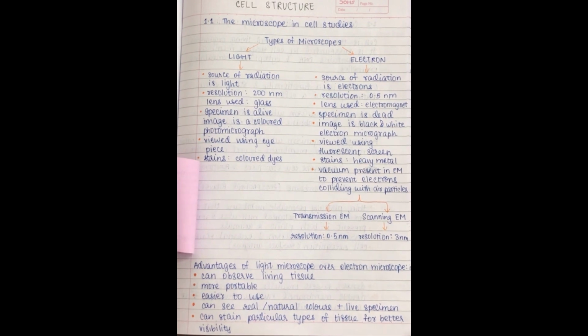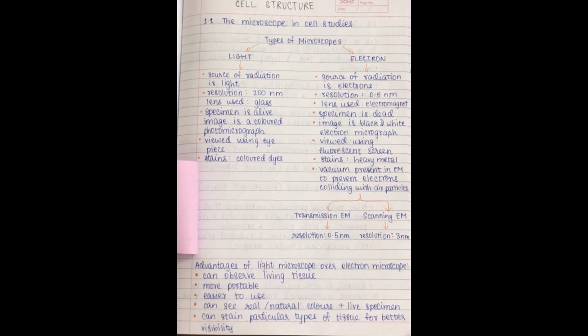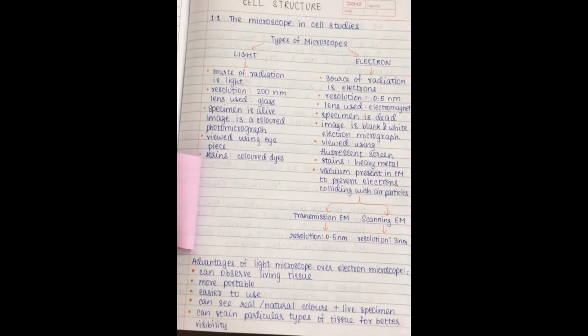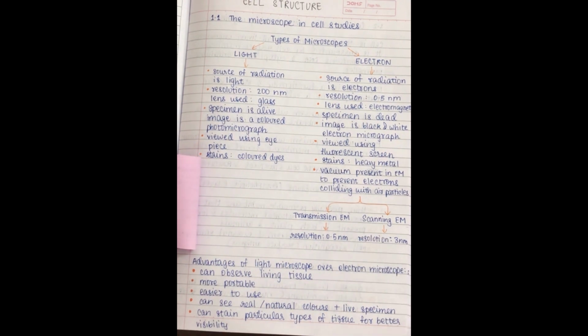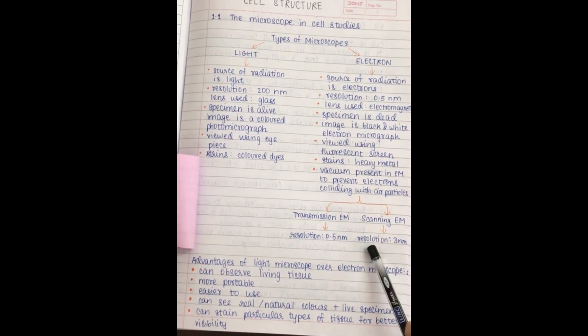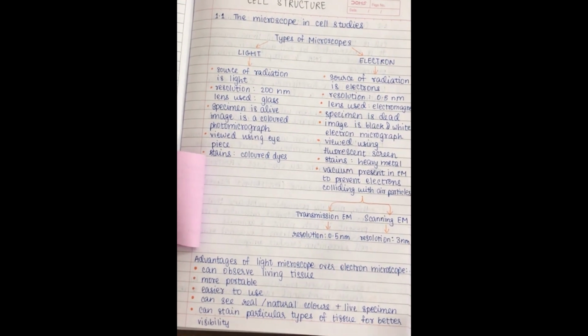Now, even in electron microscope, there are two types. One is transmission electron microscope and the other is scanning electron microscope. The difference is in the resolution mainly. For transmission electron microscope, the resolution is 0.5 nanometers, whereas for scanning EM, the resolution is 3 nanometers.